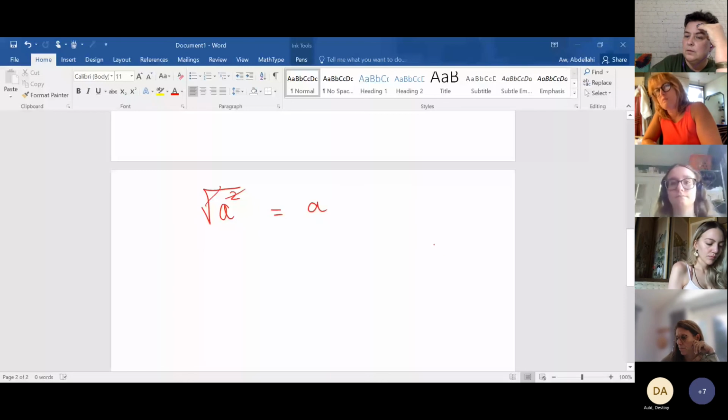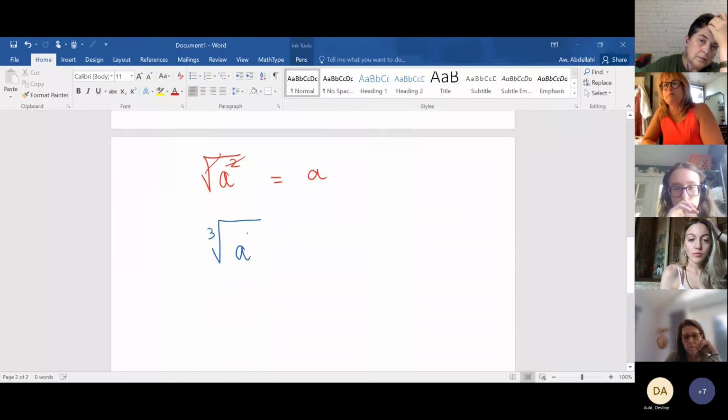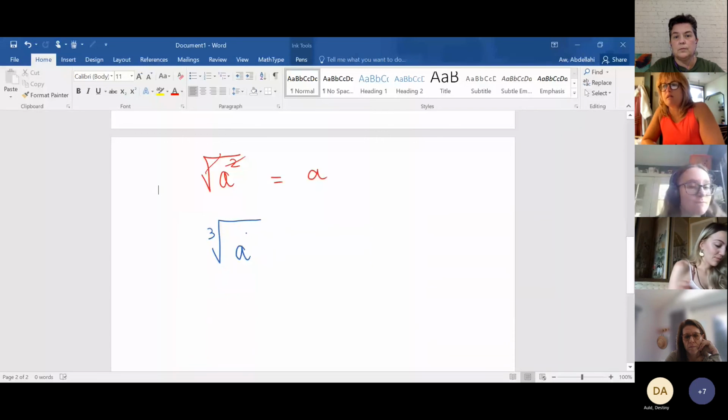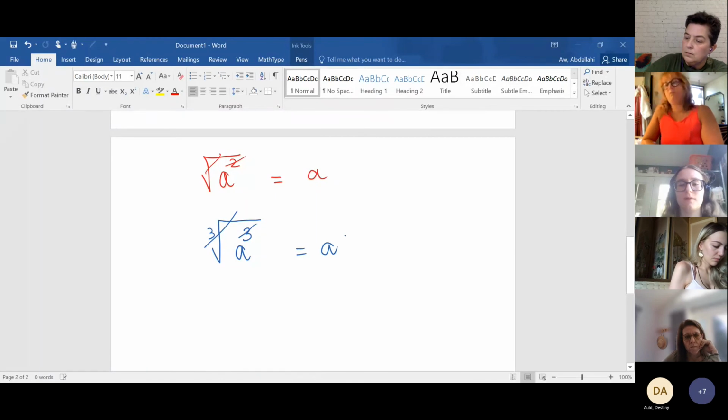Now, what do you think is going to happen with the cube root? If you have a cube root and you want the two to cancel, what power should be on the A? Just common sense. Power 3. When you multiply a number 3 times and then take the cube root, it is very normal that they cancel each other. You get A. What would happen if you had an A squared inside a cube root?